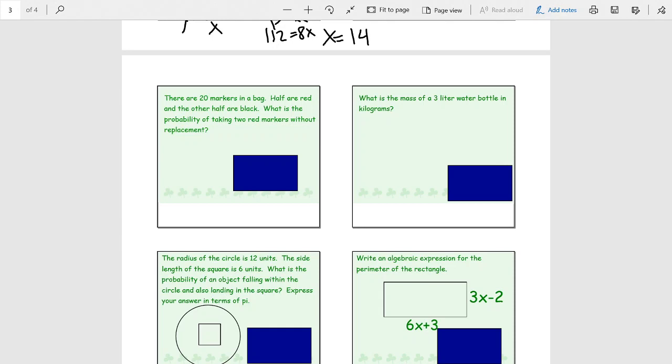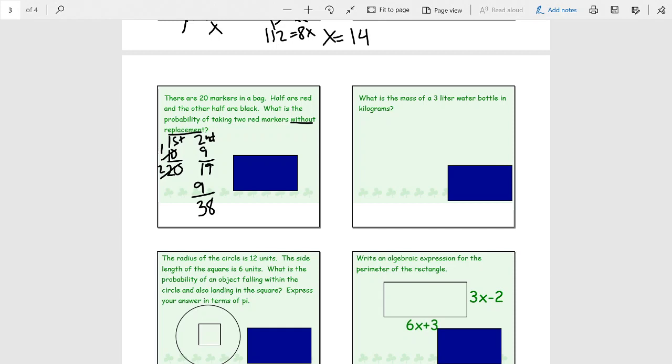So there are 20 markers in a bag, half are red and the other half are black. What is the probability of taking 2 red markers without replacement? Well, for the first draw, I am saying I want a red marker. So out of the 20 markers, 10 of them are red. For the second draw, I keep that red marker because it says without replacement. So I now only have 9 red markers out of 19. So I would simplify quite a bit before you multiply out. I would simplify this to 1 and 2, and you would get 9 over 38 as your probability.